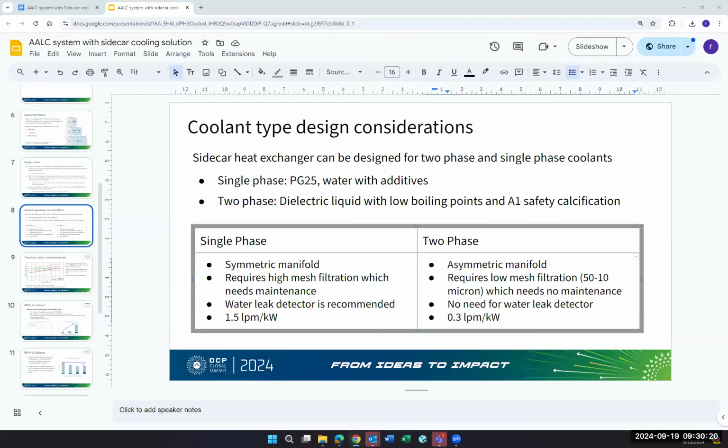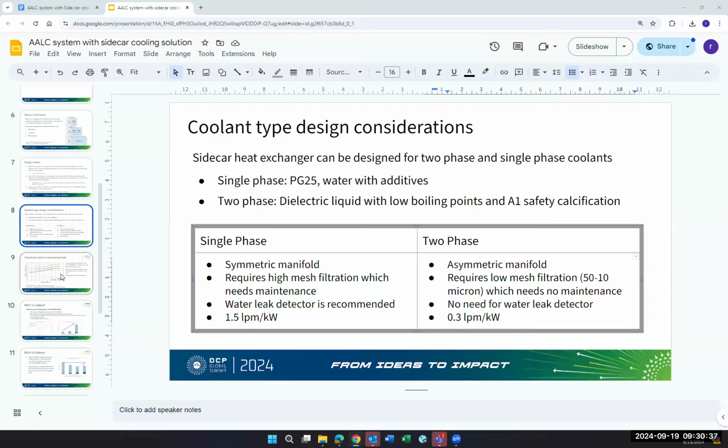In 3U it's possible to put the pumps inside the RDU. Is 3U enough for 60 kilowatts? Yeah, for water, for single phase. Yes.